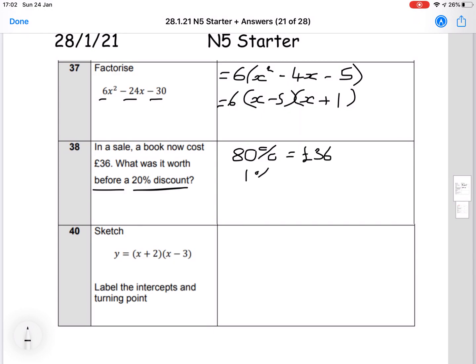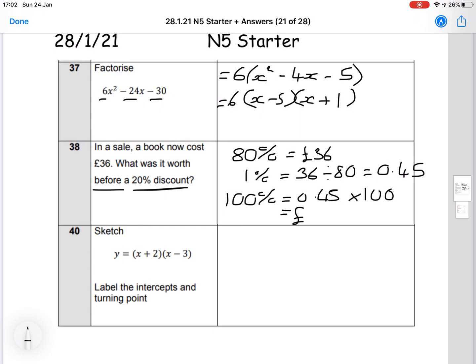So we would find 1% first of all. So we would do 36 divided by 80, which gives us 0.45, and then 100% of the cost will be 0.45 times 100, so £45.